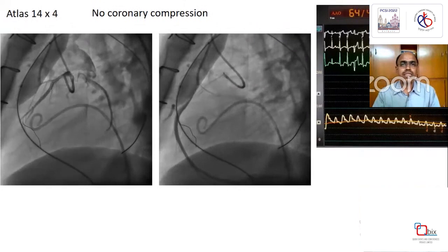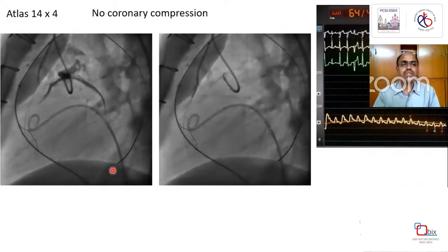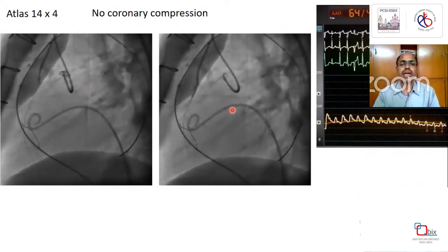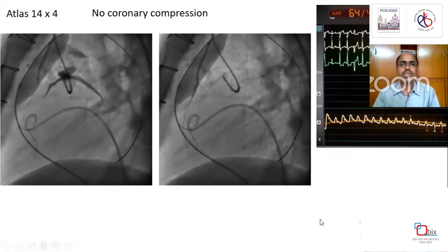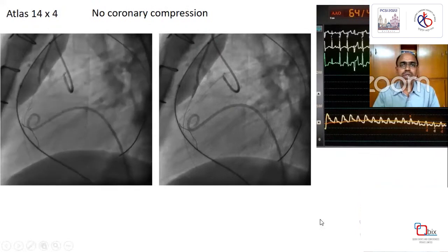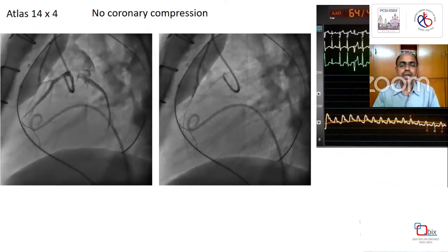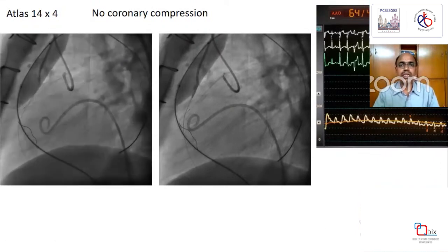At 14 millimeter Atlas balloon, again there was no coronary compression in both the left and the right injections, and you can notice with each inflation, the blood pressure falls progressively to very low levels, indicating the conduit is completely getting occluded.